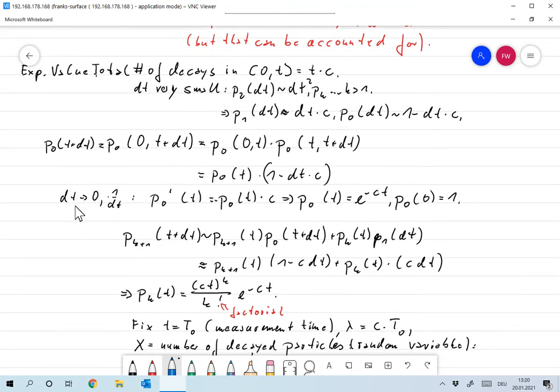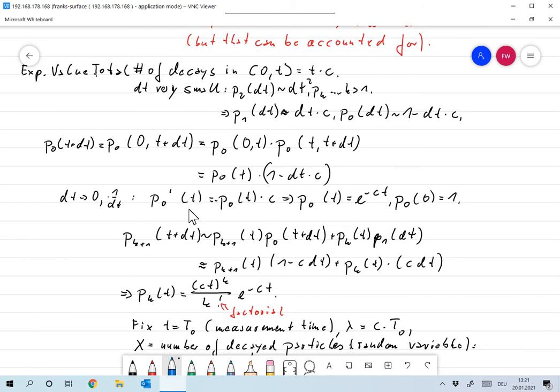Okay, now let's let dt go to 0, which means that our approximation gets even better. And let's multiply everything with 1 over dt and put the P0 of t to the left-hand side. Then we have P0 of t plus dt minus P0 of t over dt, which for dt to 0 goes to the first derivative of P0. So we have P0 prime of t is equal to, well, we divide by dt, so on the right-hand side what is left is minus P0 of t times c.